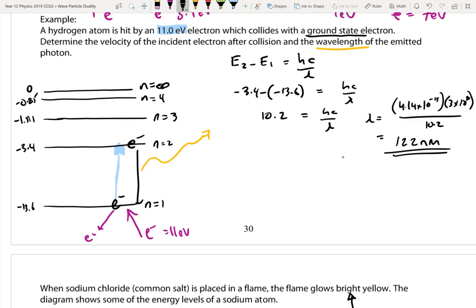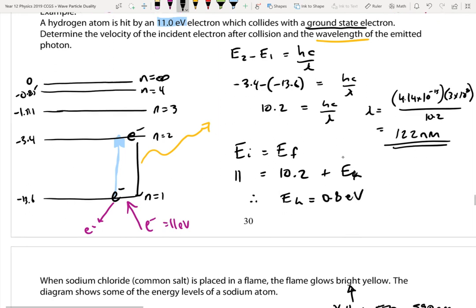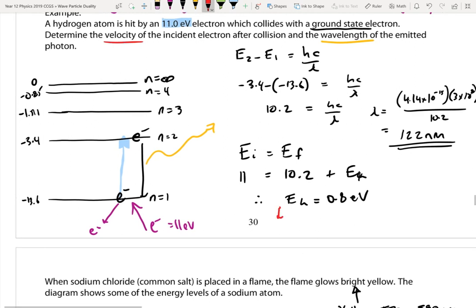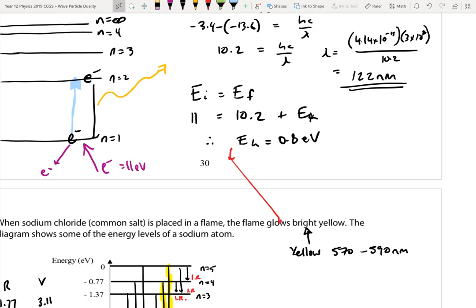Okay. Then your E initial equals E final. So you had your 11 EV equals 10.2 plus your kinetic energy of your recoil electron. So our poor little electron travels off with 0.8 EV. Have I answered the question? No. We need velocity. So if you can recall, we need to convert... I'm going to blame this on Ed Elias. Look what you've done.